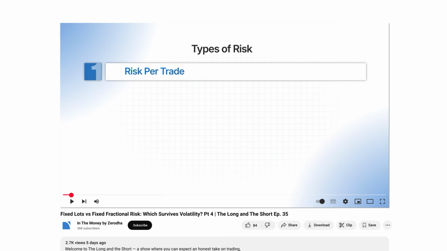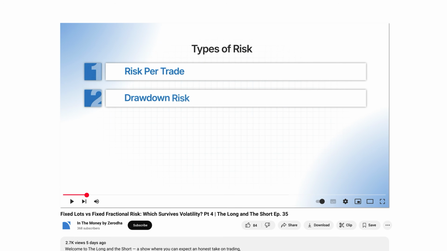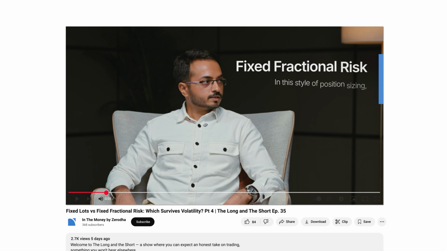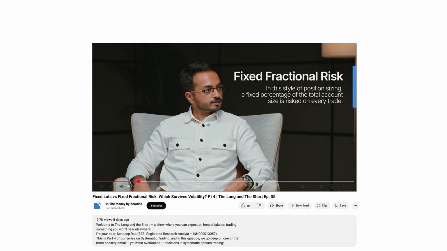In the previous episode, we looked at two types of risks and how they fare with respect to two types of position sizing. In this episode, we will compare the two types of position sizing with respect to risk-adjusted returns using a couple of strategies.